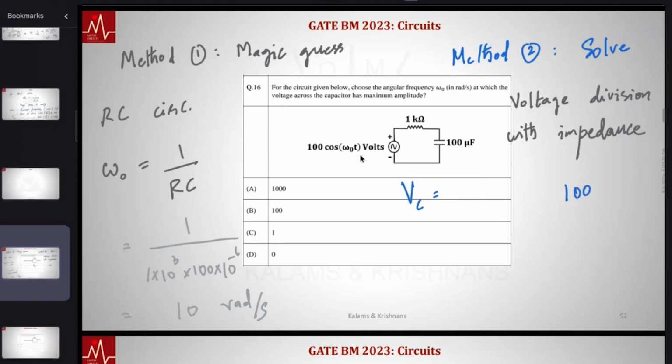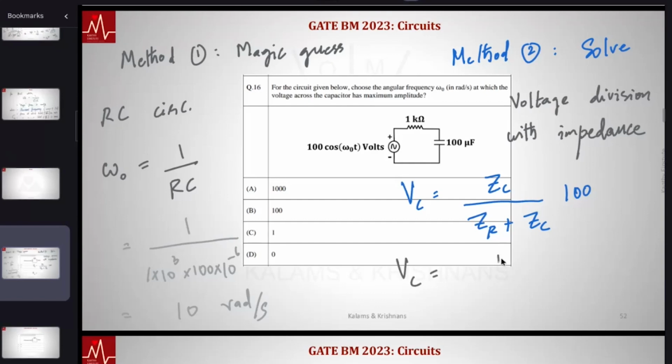And notice this is cos, so this is along the real axis, or it has a phase of 0. I'm not writing that. This is going to be ZC. It's a fraction of that 100. What fraction? ZC by total: ZR plus ZC.